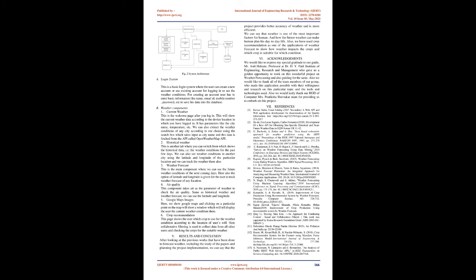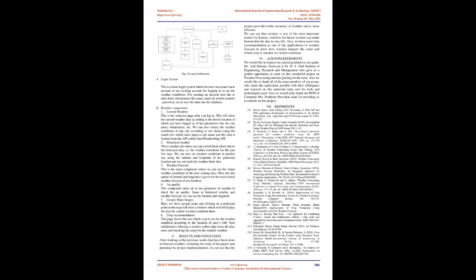Same as historical weather and weather forecast, we can use the latitude and longitude. 5. Google Maps images. Here, we show Google Maps, and clicking on a particular point on the map will show a window which will display to the user the current weather condition there. 6. Crop recommendation. This page shows the user which crop to use for the weather condition according to the location of the user's choice. Here collaborative filtering is used to collect data from all other users and check the crops for the suitable weather.